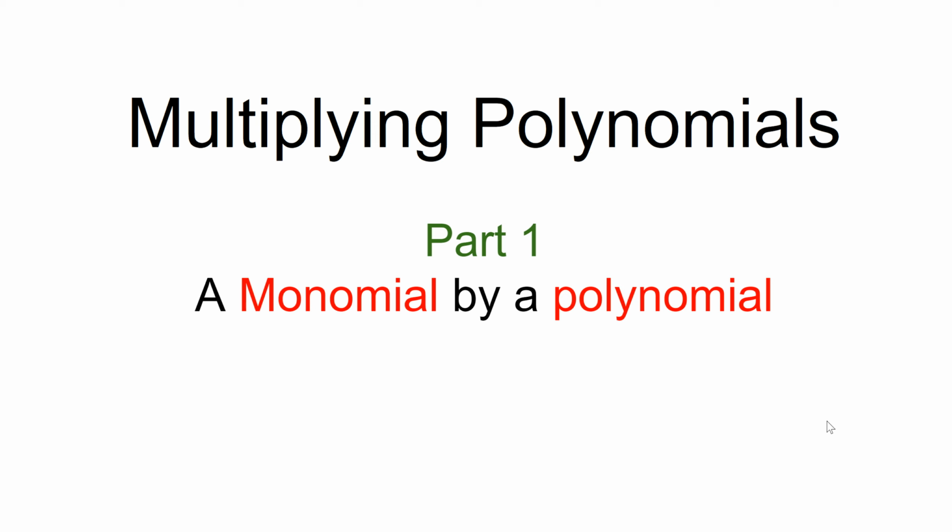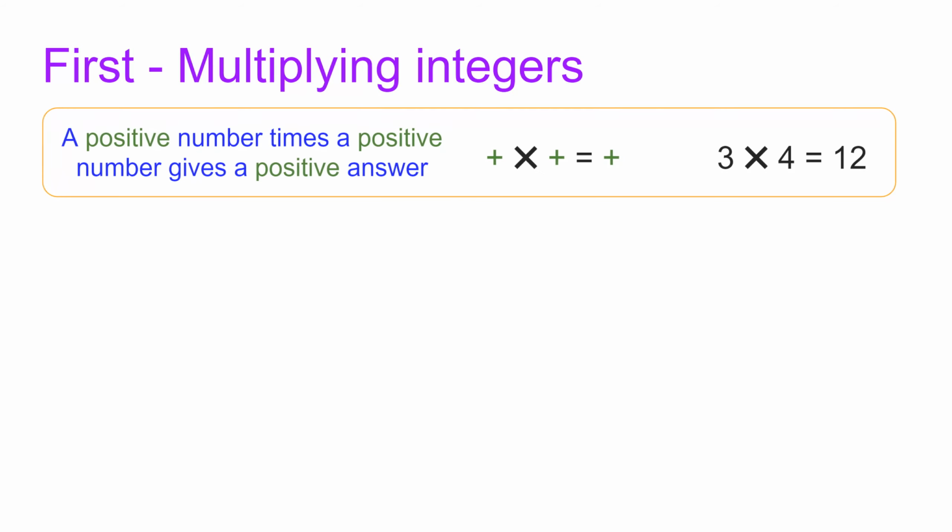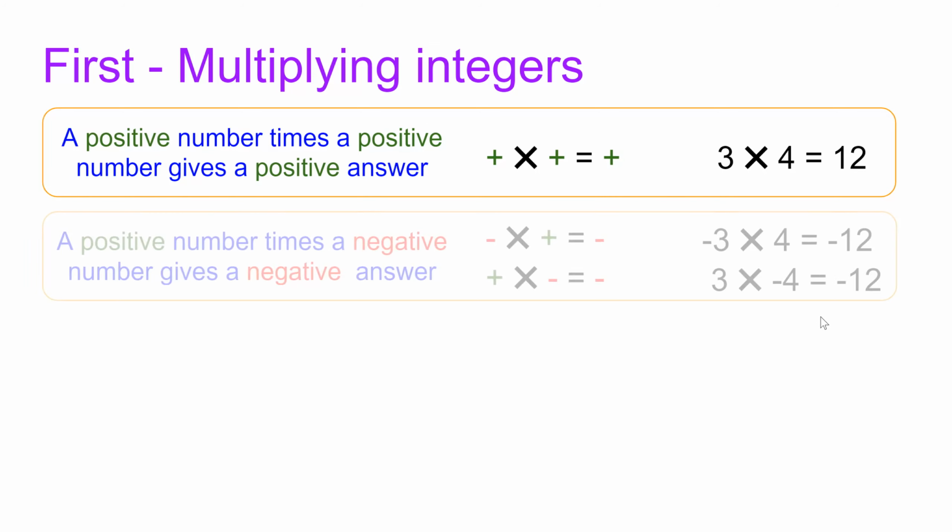In this part, we will discuss multiplying a monomial by a polynomial. Basically, you have to know how to multiply integers, negative and positive. You have to know that a positive number times a positive number, or a positive quantity times a positive quantity, would result in a positive answer.